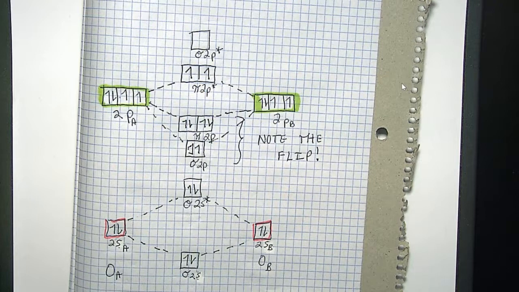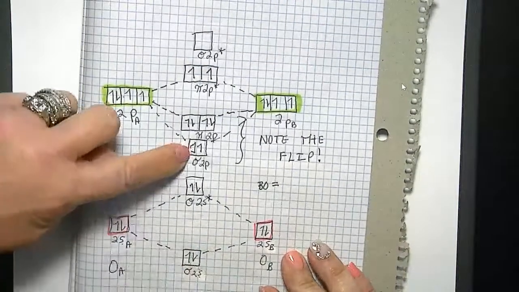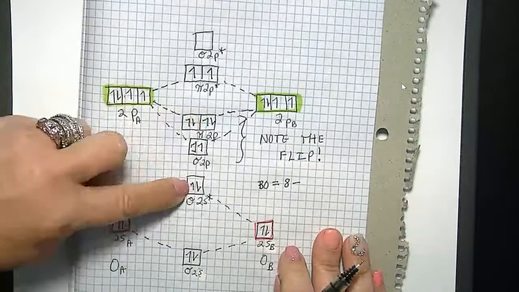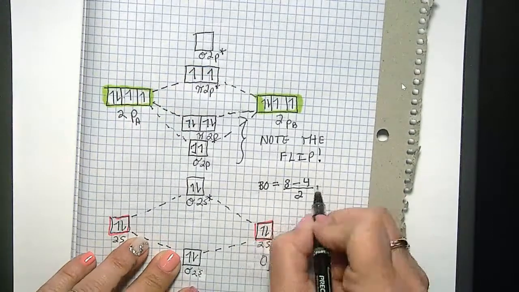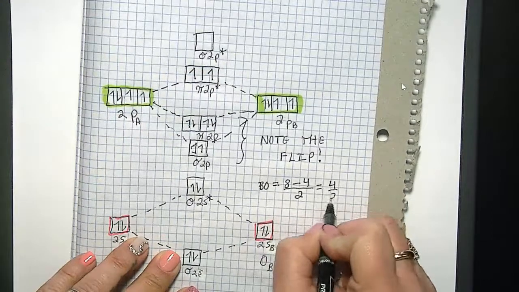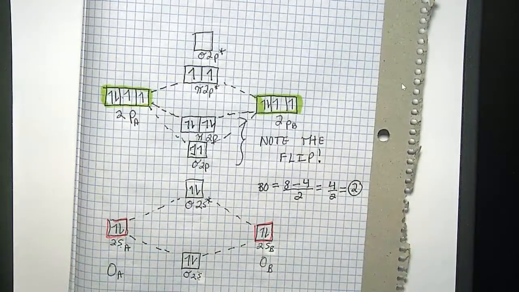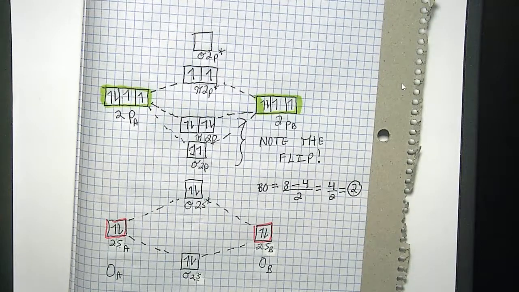Stability drives everything, okay? So for our bond order, 2, 4, 6, 8, minus 2, 4, divided by 2, bond order of 2. How many bonds should it have between the two oxygens? 2. Okay. Now, is this paramagnetic or diamagnetic?